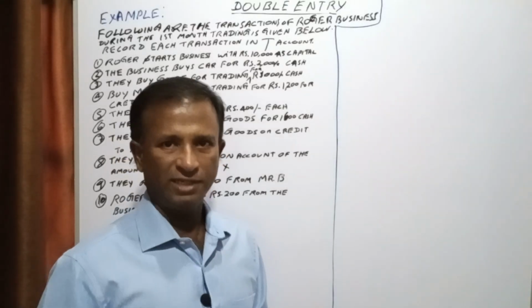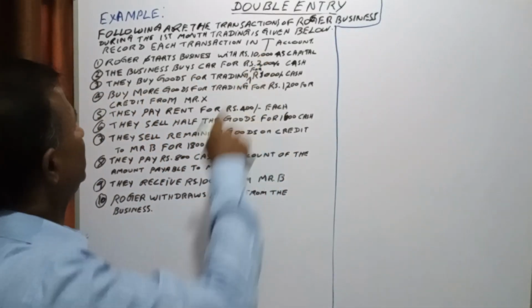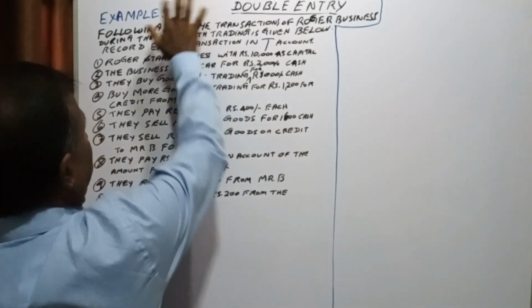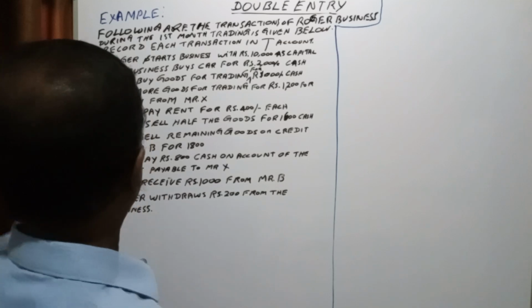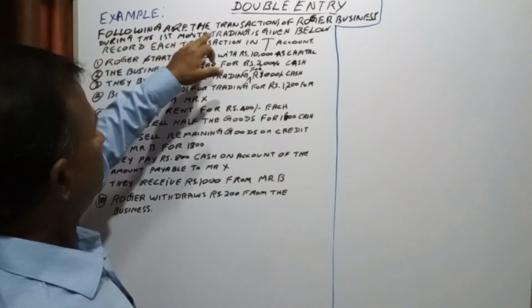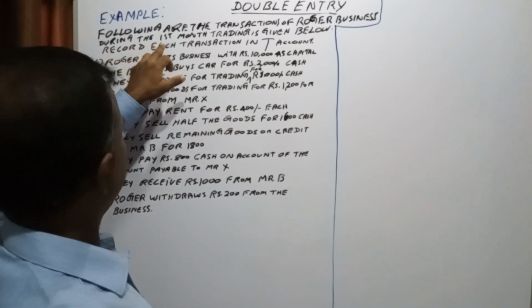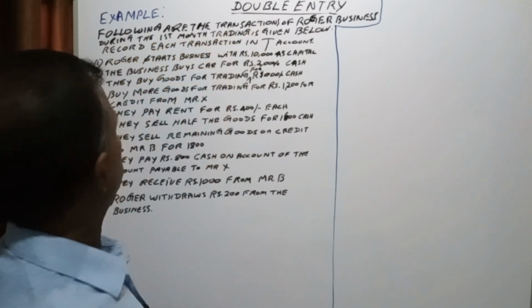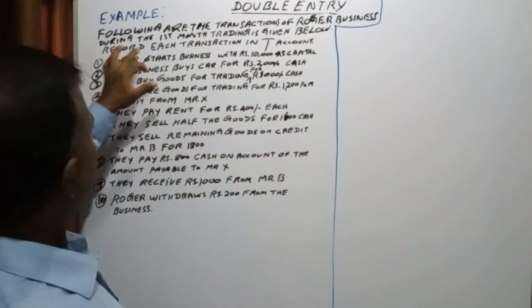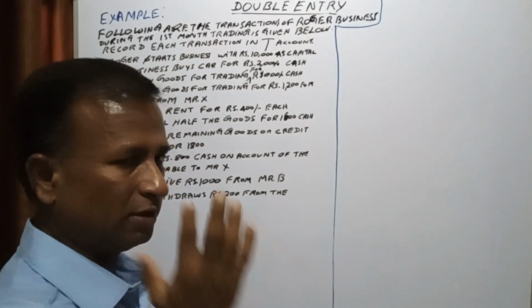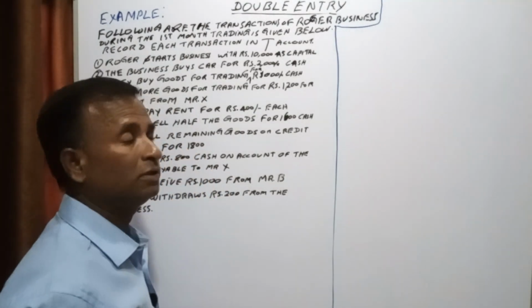Next, we can see double entry example 1. Okay, example 1, exercise 1. For example, the following are the transactions of Roger's business during the first month of trading. Record each transaction in T accounts. I will teach you how to do the T accounts.